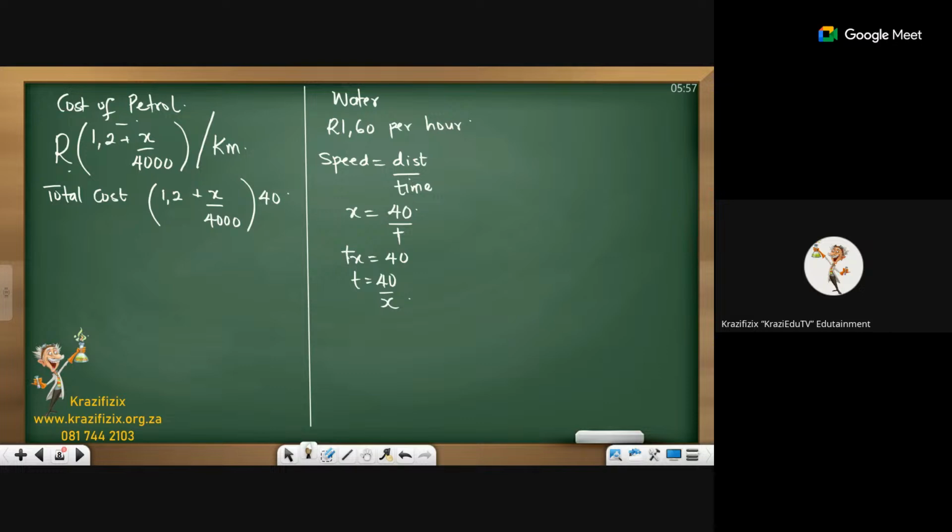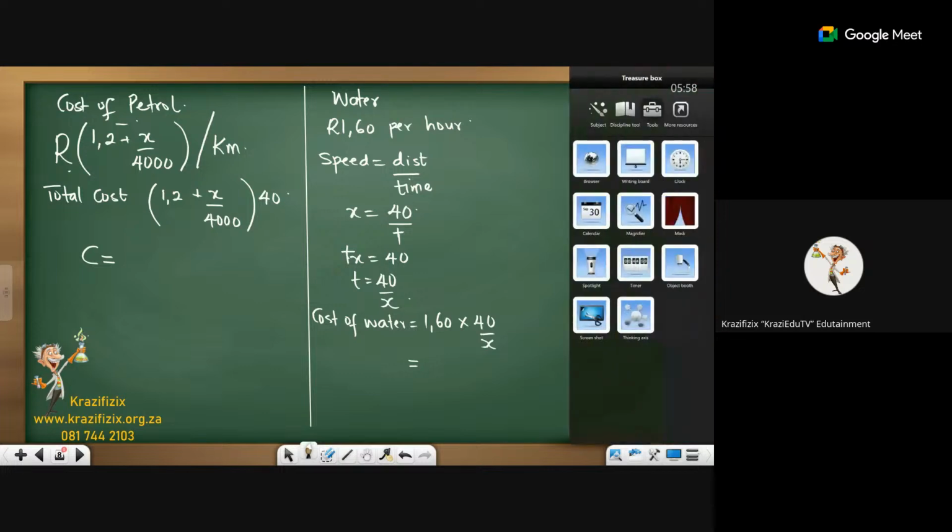It means the cost of water, because it is 1 rand 60 per hour, and the hours this guy has used are 40 over x. So we have 1 rand 60 times 40 over x. Or we can quickly get a calculator to simplify all that we need to simplify. So let's see the total cost here.